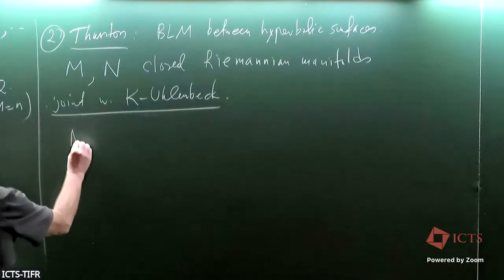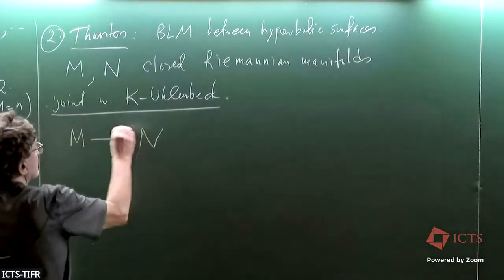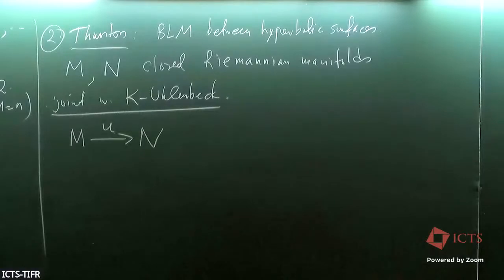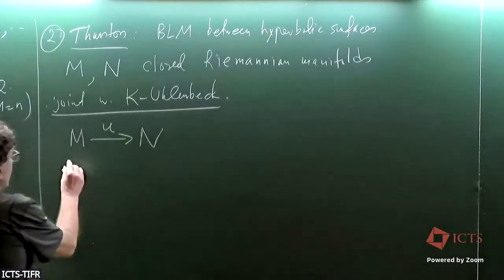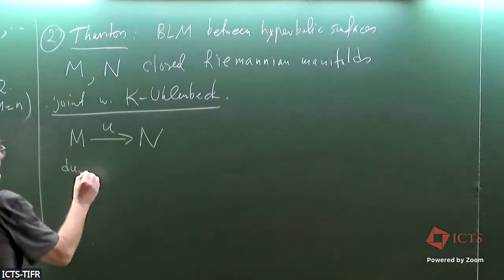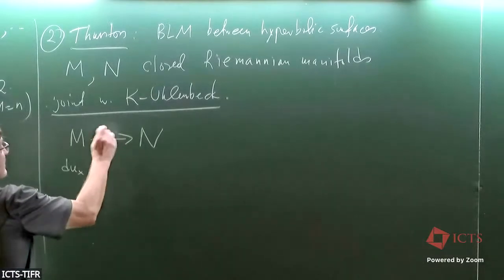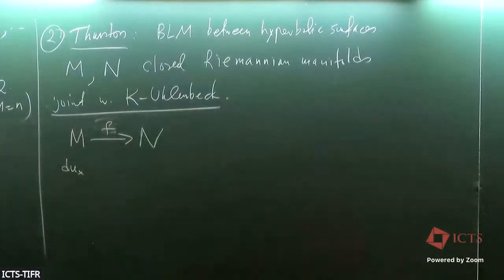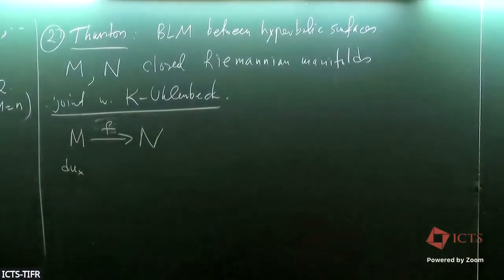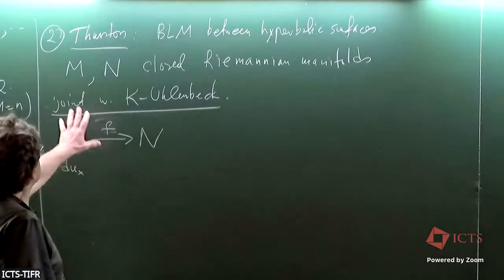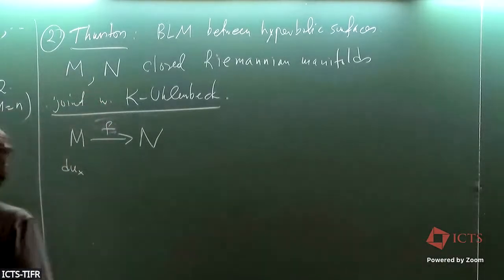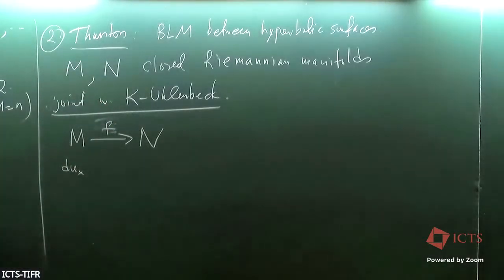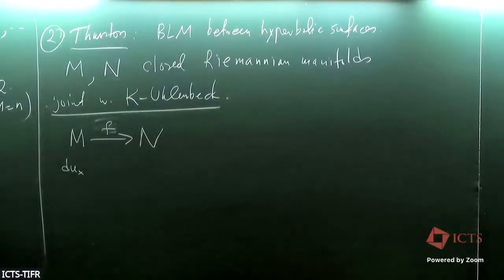So if you look at a map from M to N, let's call it u, then we have a differential, du of x. Actually, let me skip that. We're going to talk about closed manifolds, whereas before we were talking about open manifolds, between domains.